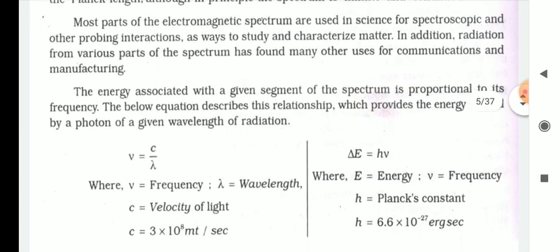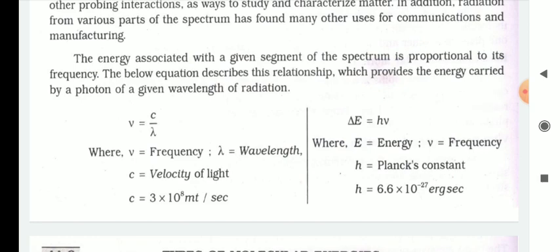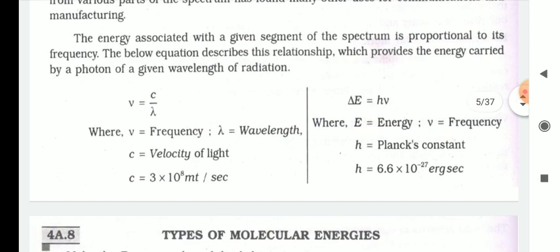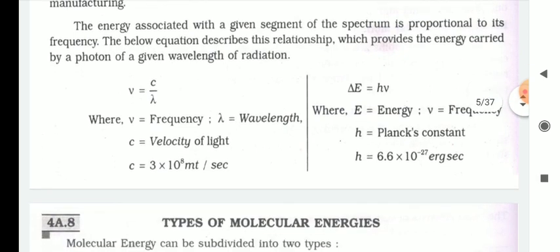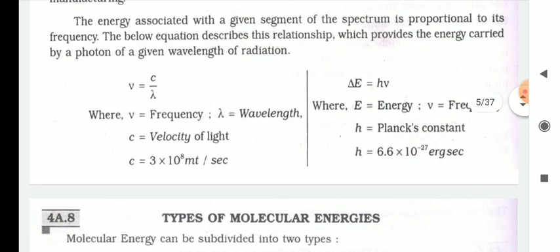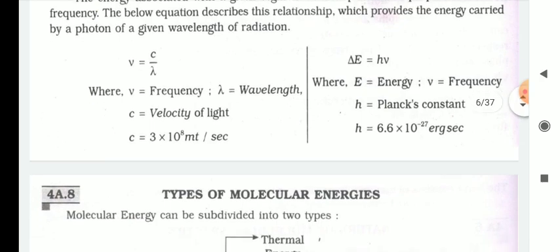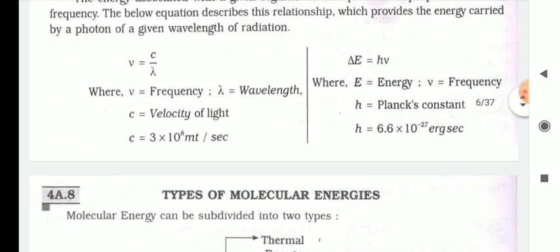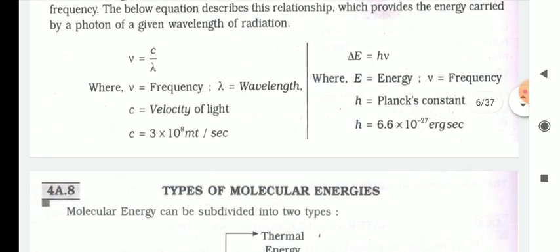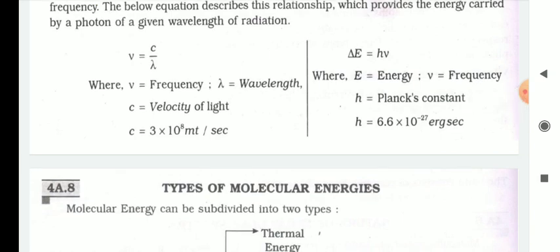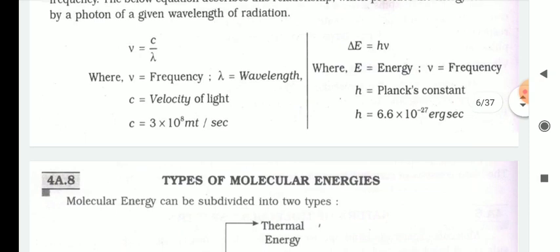The energy associated with the given segment of the spectrum is proportional to its frequency. The below equation describes this relationship, which provides the energy carried by a photon of a given wavelength of radiation. The frequency, the velocity, and the wavelength of the electromagnetic radiation are related by the expression nu = c/lambda, where nu is the frequency, c is the velocity of the electromagnetic radiation, and lambda is the wavelength.